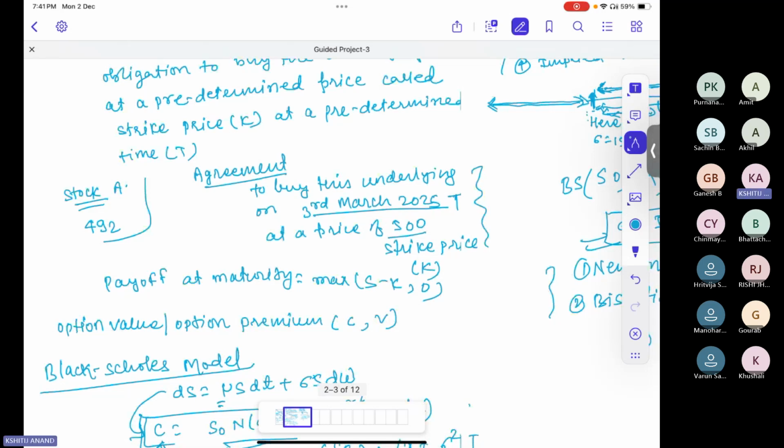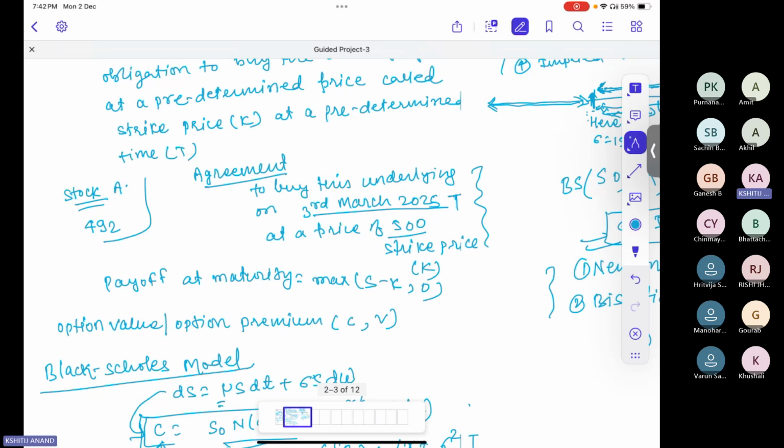Let us say I am the seller of this call option and you are the buyer of this call option. I am saying that you have the right but not an obligation to buy this underlying from me at a price of 500 on 3rd March 2025. That means I have a view about the future, that the underlying will not go above 500. You will not be exercising the option, and I will keep the premium with myself.